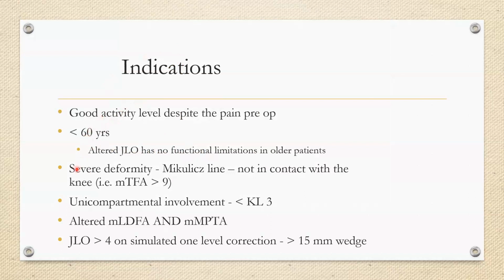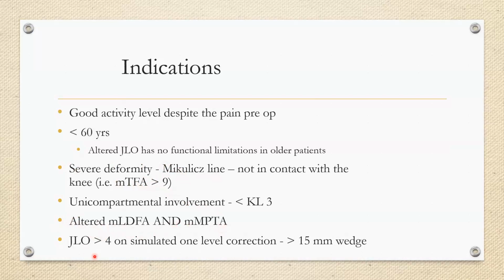Naturally, a double level osteotomy is invariably seen only in cases of severe deformity involving both the lateral femoral condyle and the medial proximal tibia. In other words, when the Mikulicz line is not in contact with the knee, or if the hip-knee axis is greater than 9 degrees. It can be done up to stage 3 OA, and the most important indication is an altered LDFA and an altered MPTA.